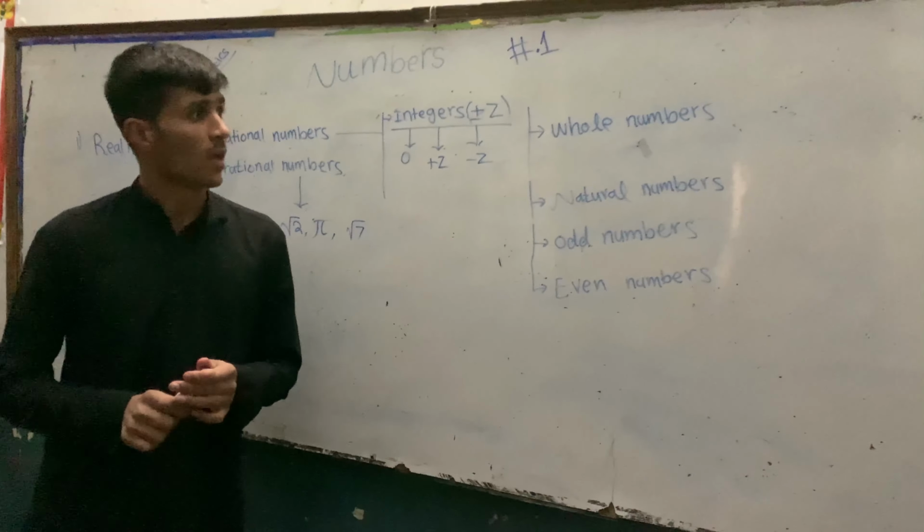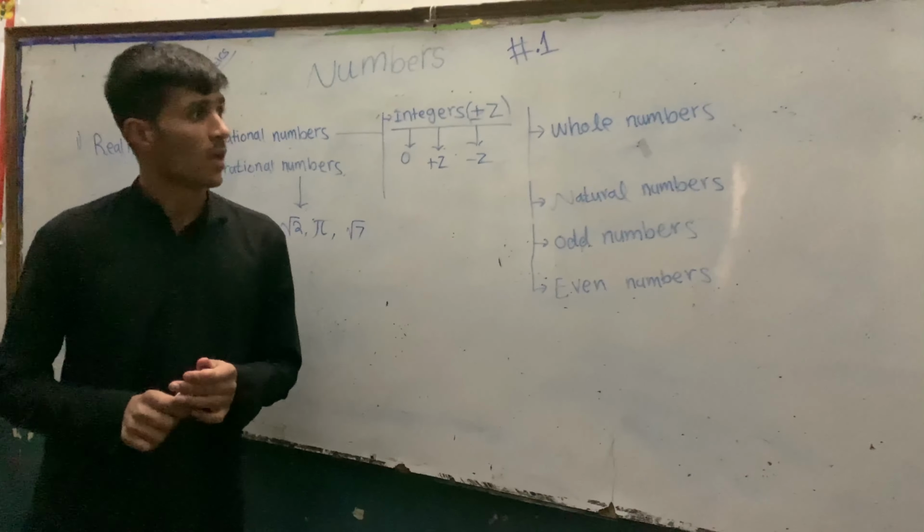For example, 20 is a rational number. Why? I can write 20 as 20 over 1, P over Q form, and Q is not equal to 0. So this is a rational number.